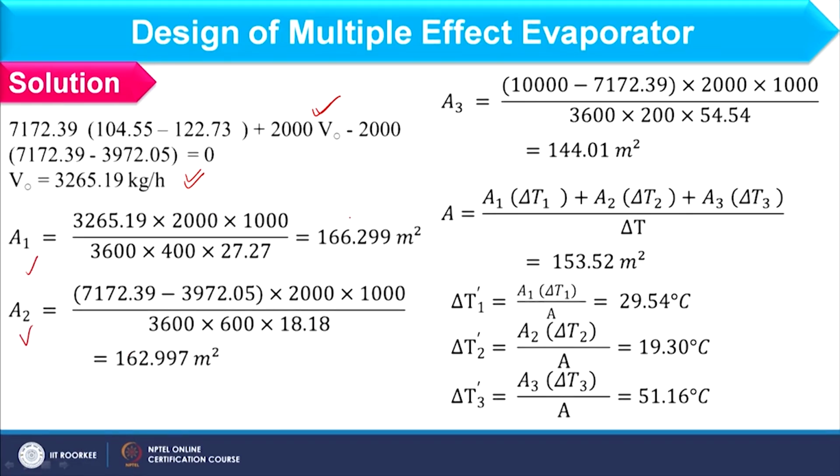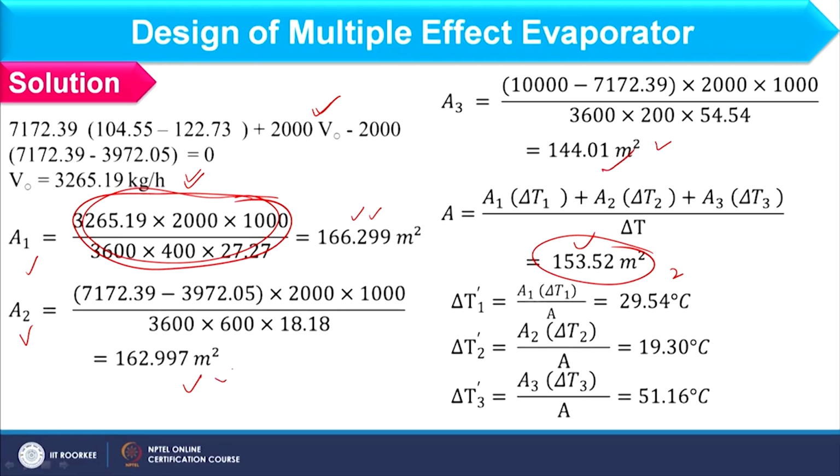The area of the first effect you can simply find based on the rate equation, which comes out as 166.299. A2 you can find as 162.997, and A3 as 144.01. Average area you can find as 153.52. From here you can see the deviation, and so we require a second iteration.